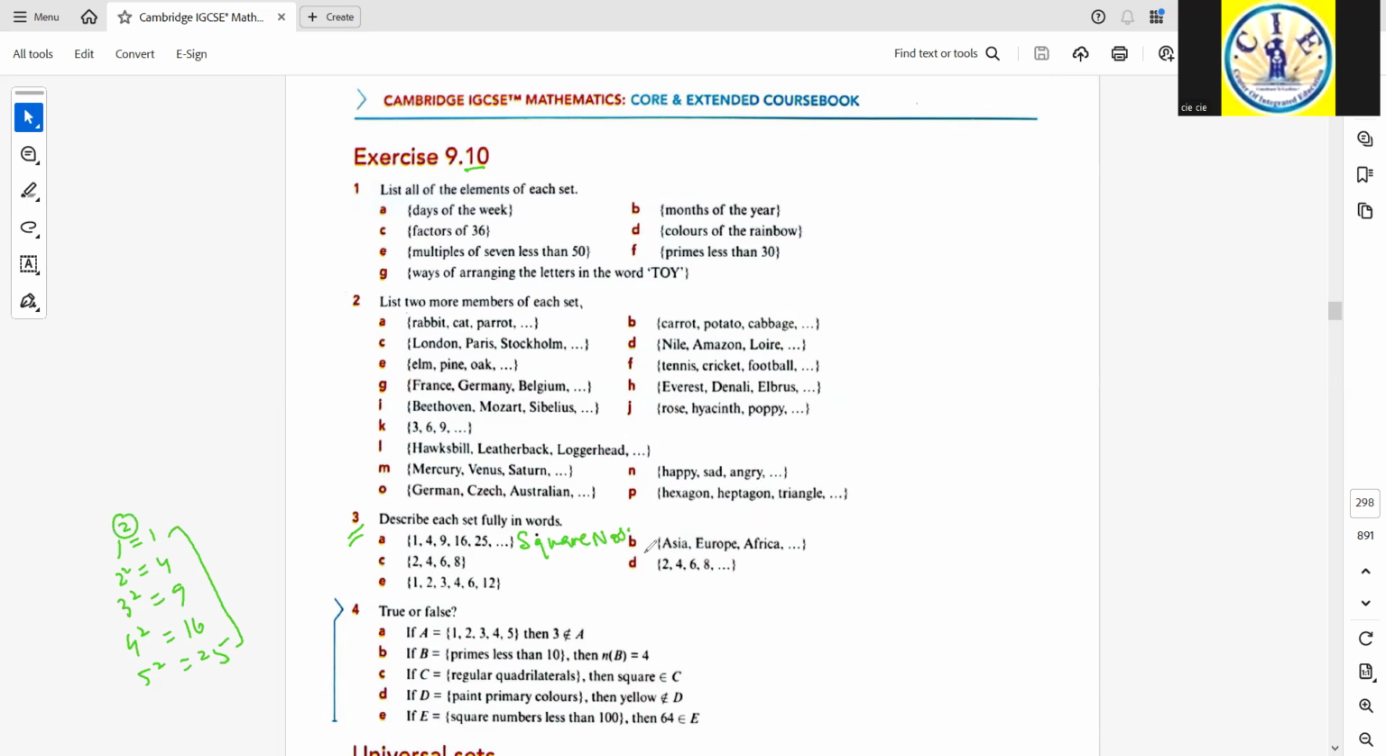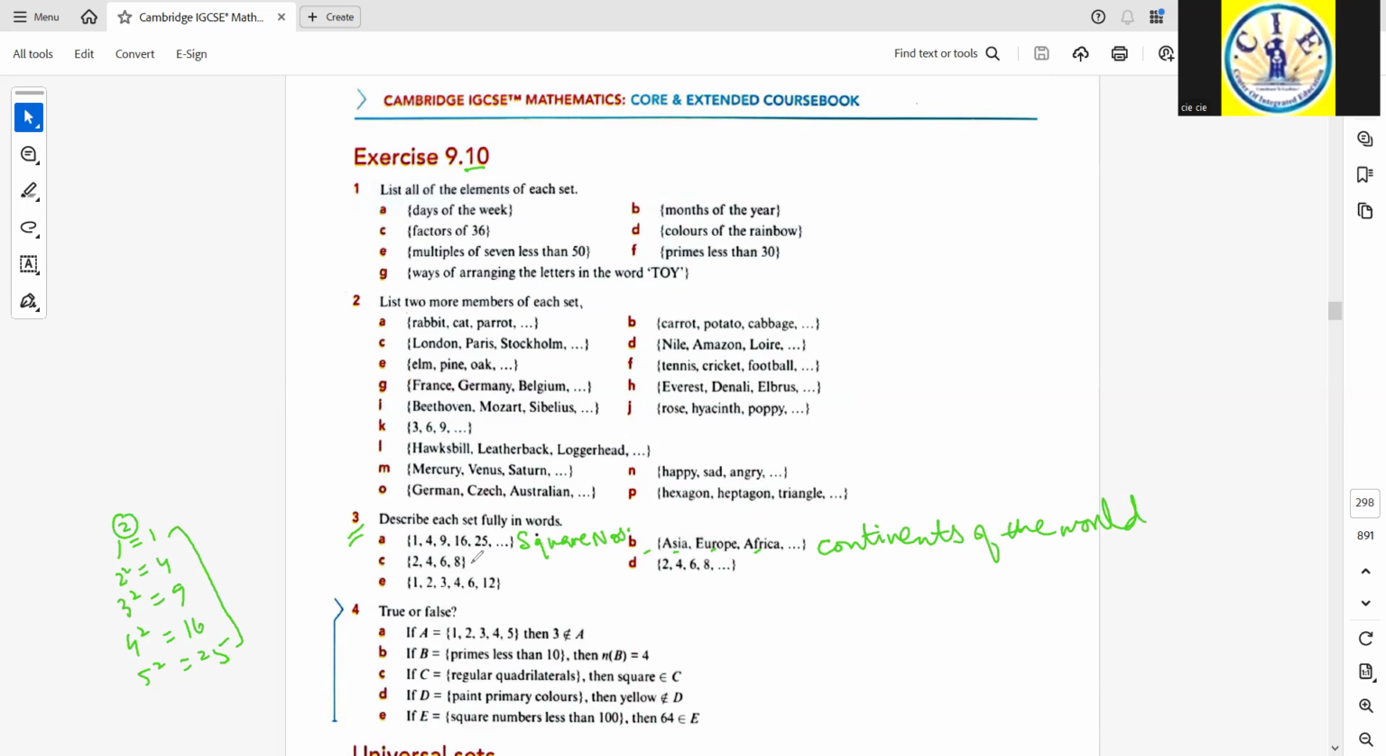Then B, Asia, Europe, Africa. These are obviously the continents of the world. Then what about this part C? 2, 4, 6, 8.